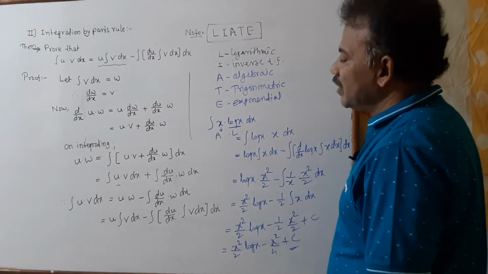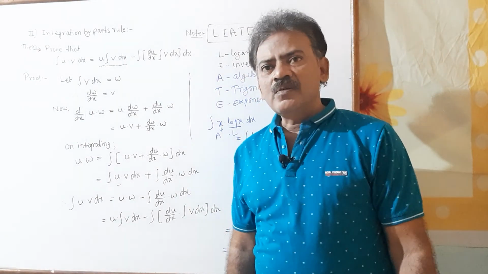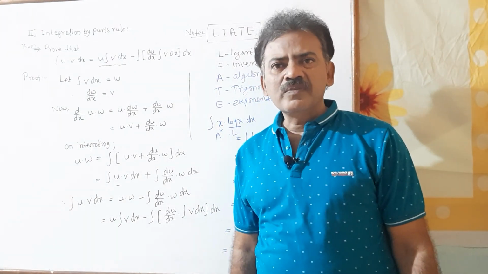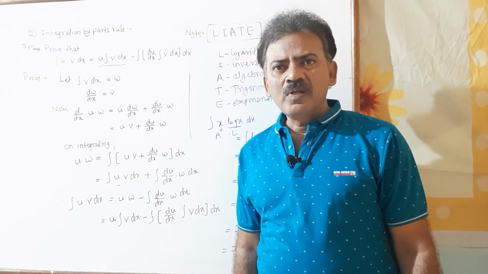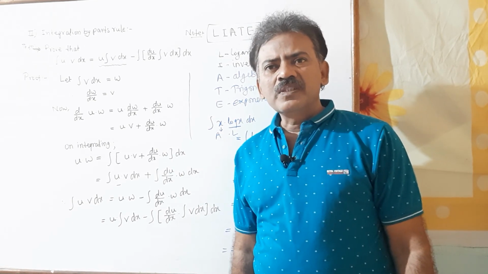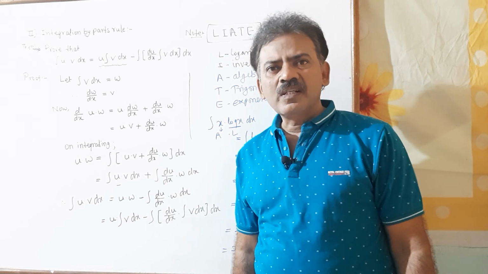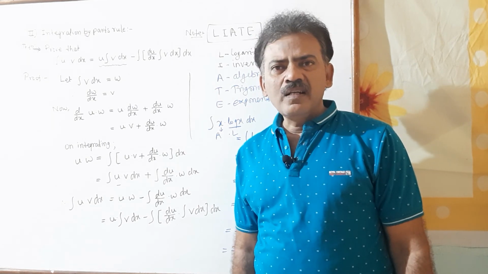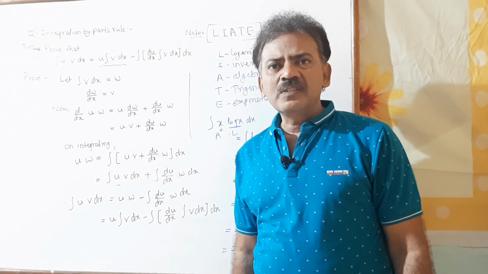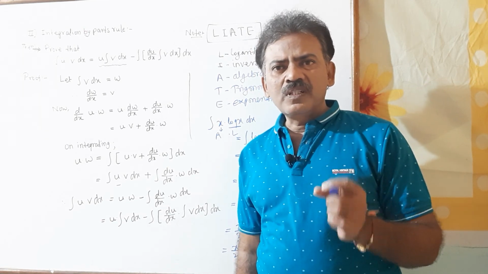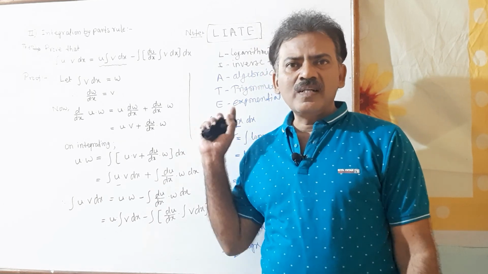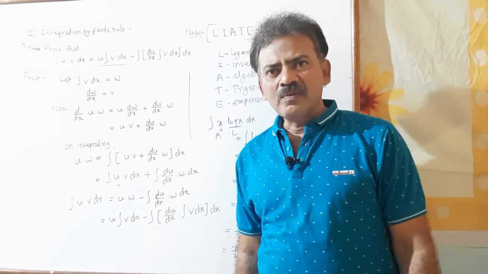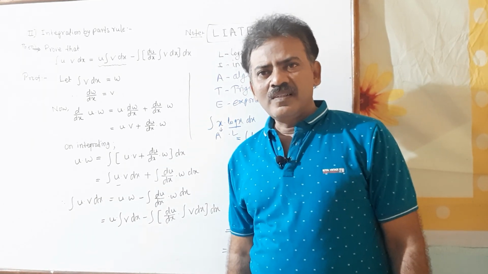Thus, by using the LIATE rule, we can evaluate problems on the integration by parts rule. This is very important also. When I apply this rule, which function is first and which is second depends upon the LIATE rule. That means we choose the first function according to the serial order of the letters in the word LIATE. Okay, we will stop here. Till then, goodbye.